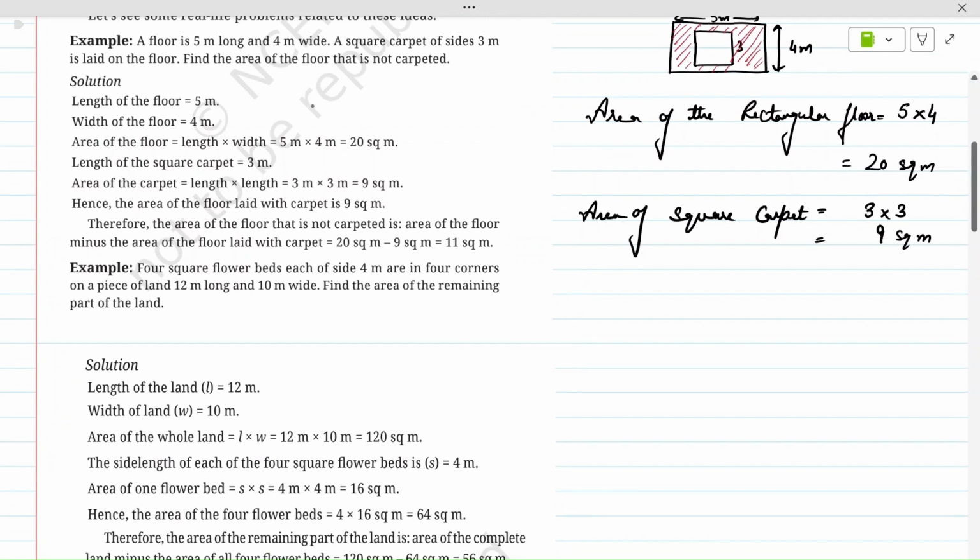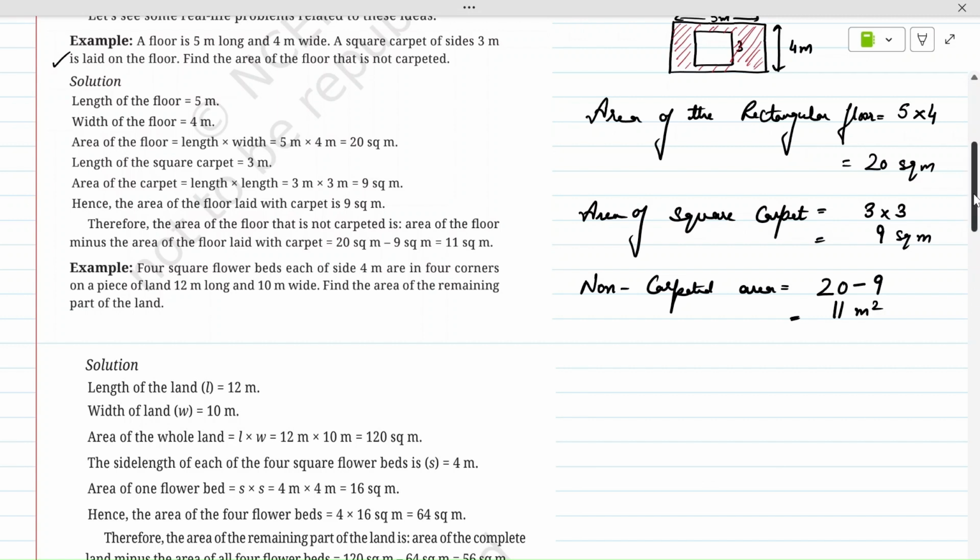Now what we have to find here is the area of the floor which is non-carpeted. So I am writing here: non-carpeted area is equal to area of rectangle minus the area of square carpet, which is 11 square meters. Okay, this is equal to 11 square meters. This is done. So this is how we have to do this question.